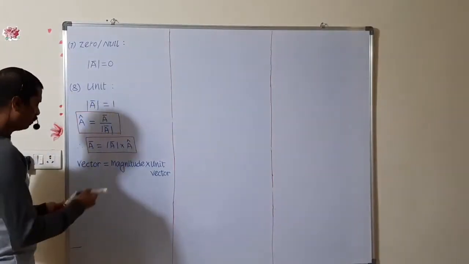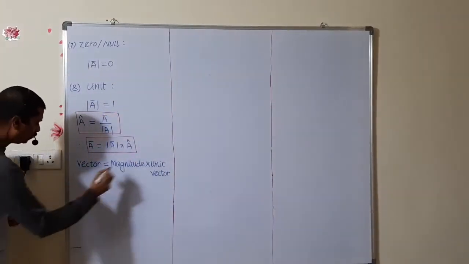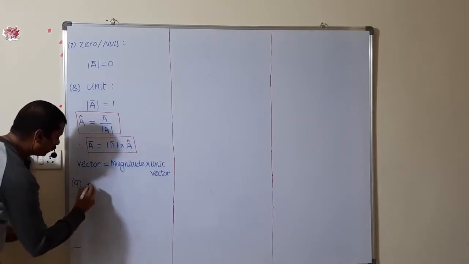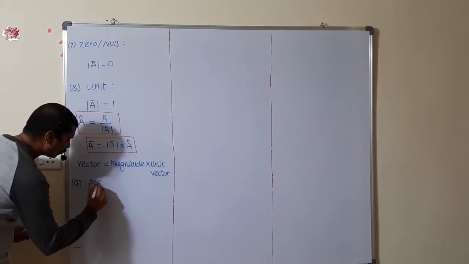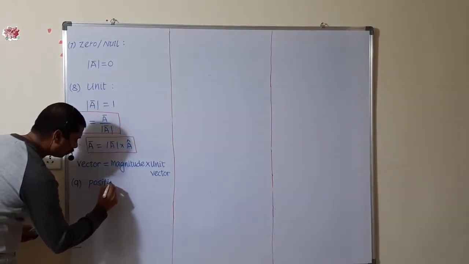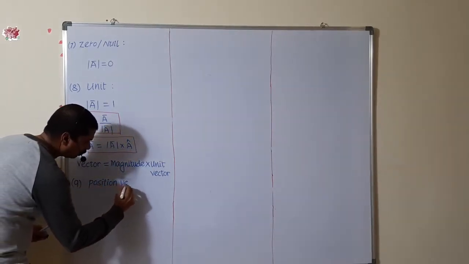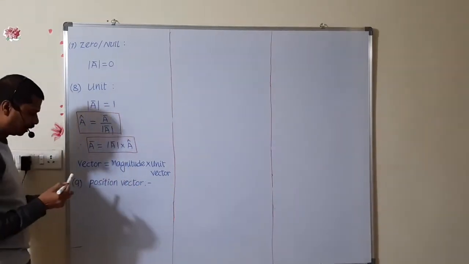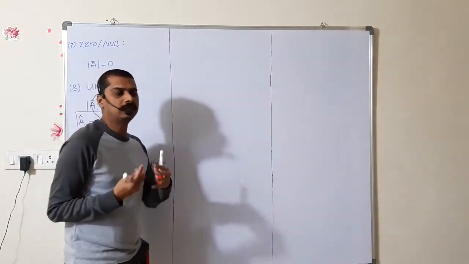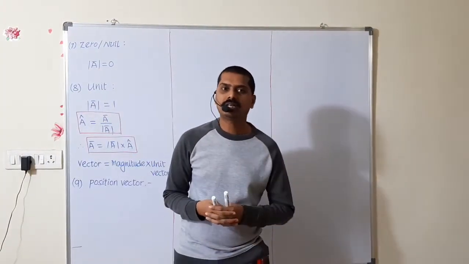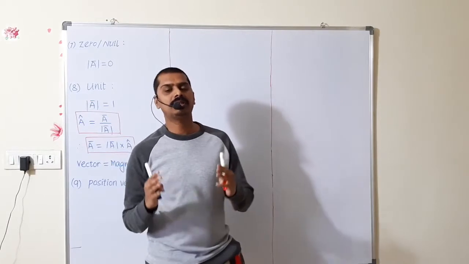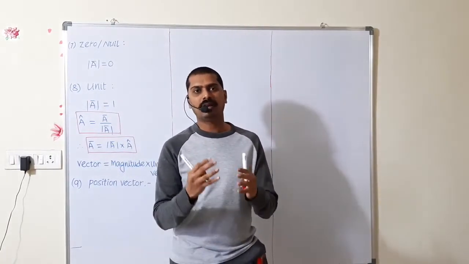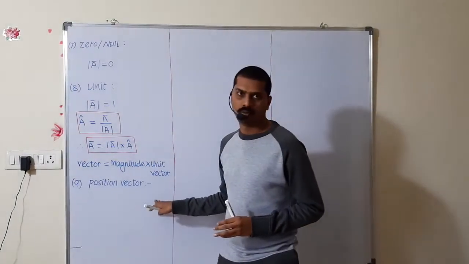Okay. Now here I am taking the ninth one. I am writing position vector. Position vector. What is the meaning of position? What is a position vector? The position vector gives us information about the position of a point in space. That vector is called the position vector.